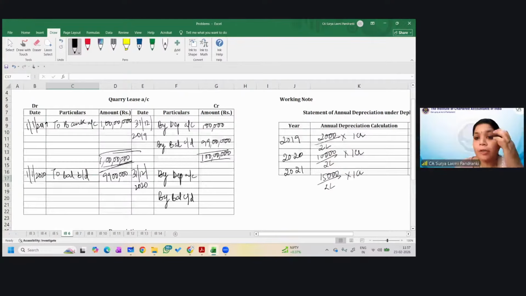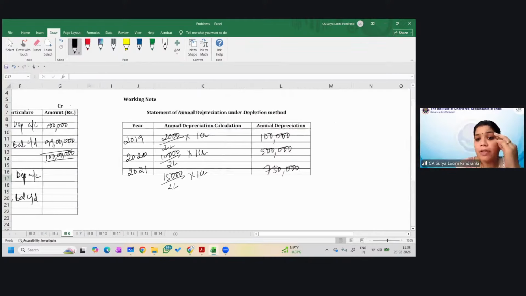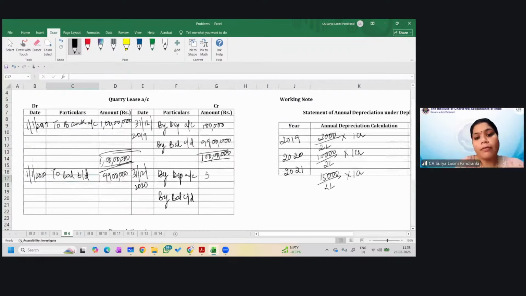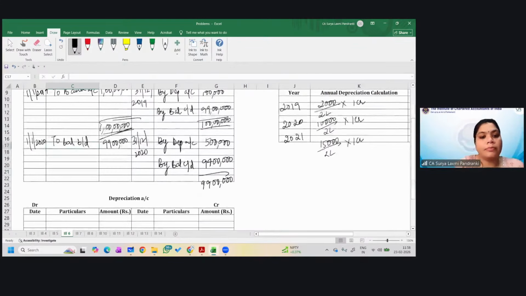How much is the value? The second year depreciation is how much? 5 lakhs. And what is the balancing figure? 94 lakhs. Okay. 99 lakhs.